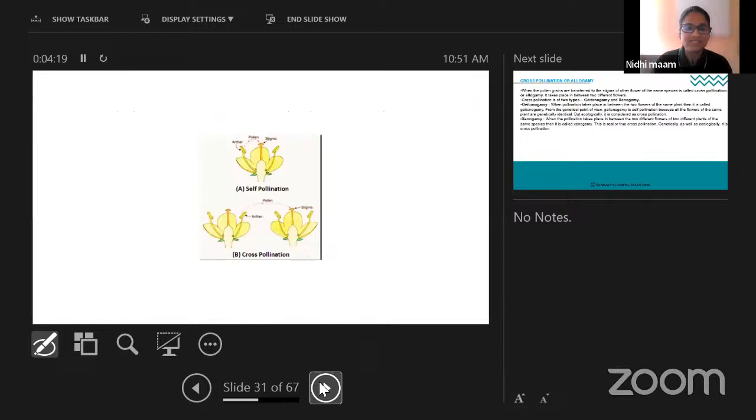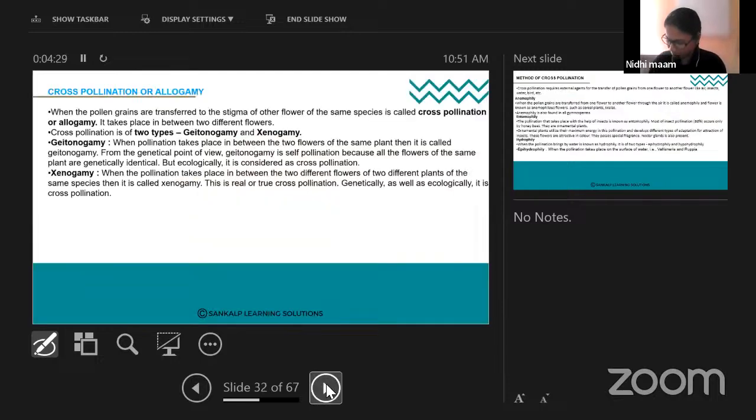This is the pictorial diagram or a representation of the pollination. Let us proceed. Now let us see about cross pollination. When the pollen grains are transferred to the stigma of another flower of the same species, it is called allogamy. Cross pollination we call allogamy.